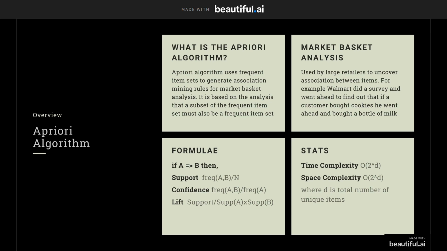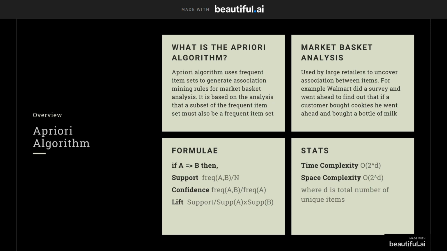To understand the a priori algorithm, one of the main concepts is the a priori property, which mentions all subsets of a frequent item set must also be frequent. But to understand it, we'll need three important formulae, which is the support, confidence, and lift. So support is basically the default property of any product. So if A derives B, then support is the frequency of A and B divided by the total number of item sets.